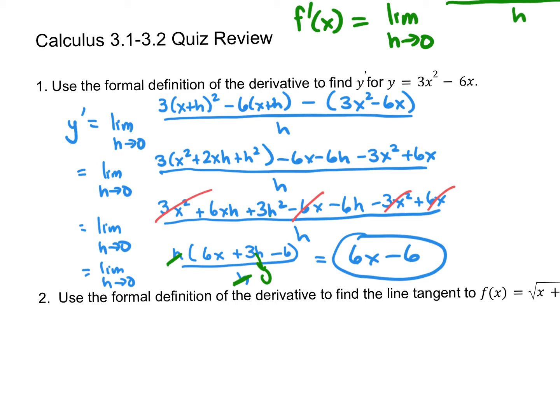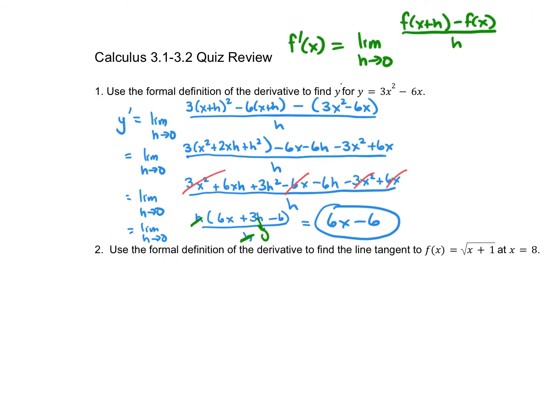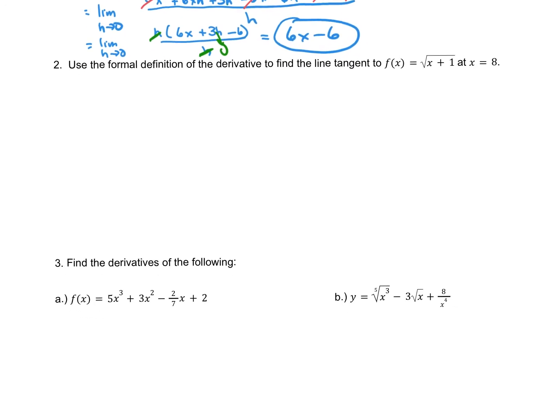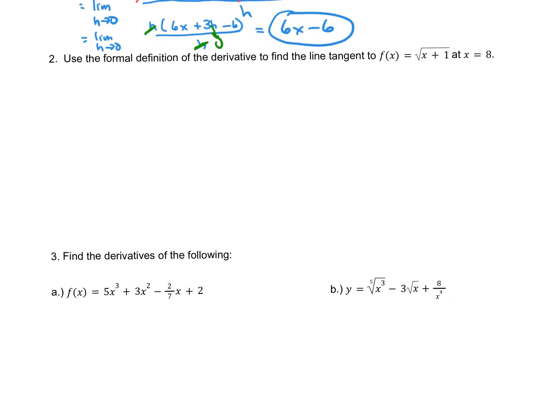Now the second problem says, again, we want to use the formal definition to find the derivative, and then I want to find the tangent line. So we're not only finding the derivative, but then we're going to use it to find our tangent line. So again, I'm going to go ahead and find the derivative. So I'm going to find f prime of x. So it's going to be the limit as h goes to 0. And this one, believe it or not, we have to do this way because we do not have a way to do the square root of more than one thing like we have here. So I replace the x with x plus h, minus the function, all over h.